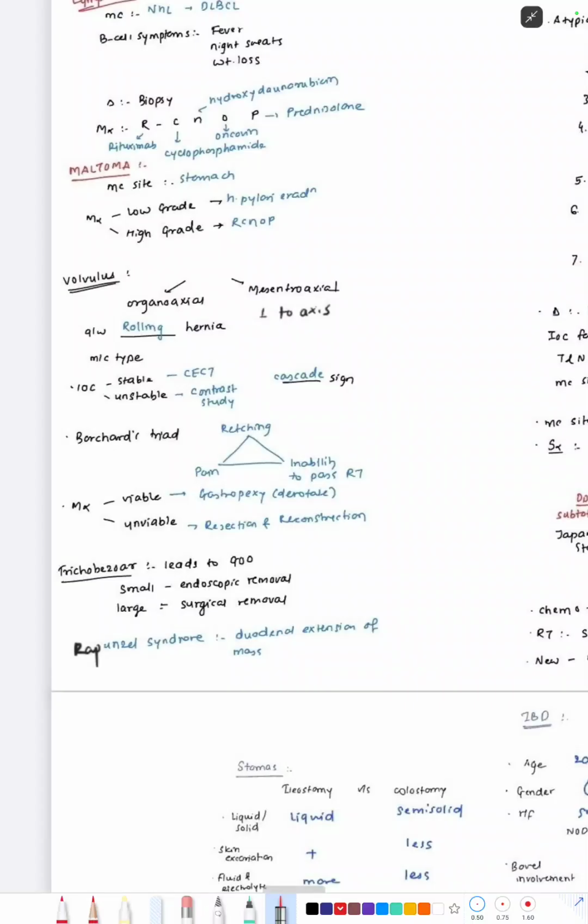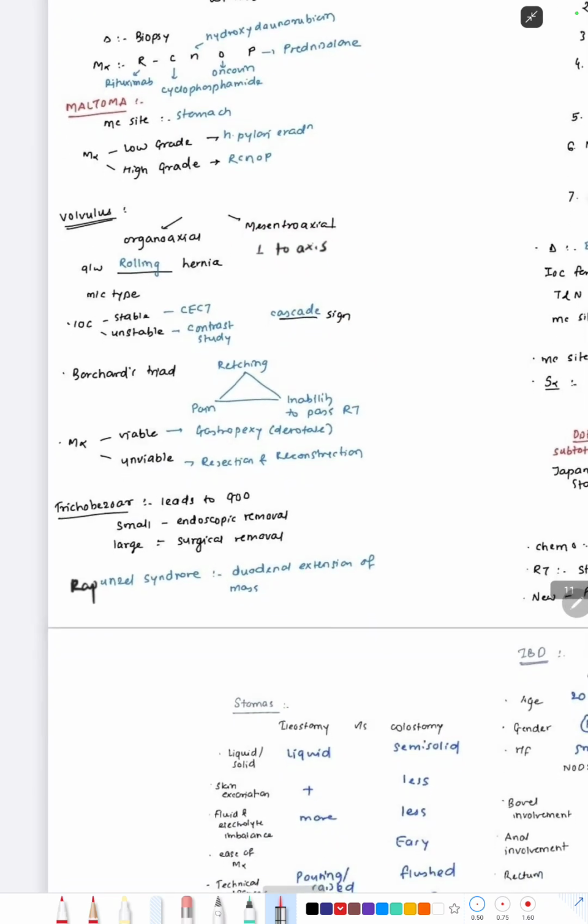Then the management, if it's viable, go for gastropexy, that is derotation. If it's unviable, resection and anastomosis is done with reconstruction. Then if it's mesenteroaxial, it is perpendicular to the axis and the cascade sign is seen. The trichobezoar leads to gastric outlet obstruction. If it's small, endoscopic removal, if large, surgical removal. Then there is something called Rapunzel syndrome, where this trichobezoar extends into the duodenum.